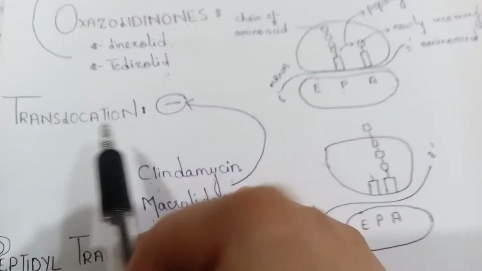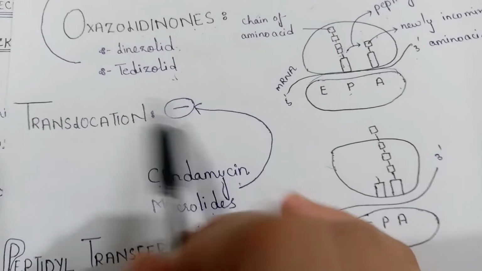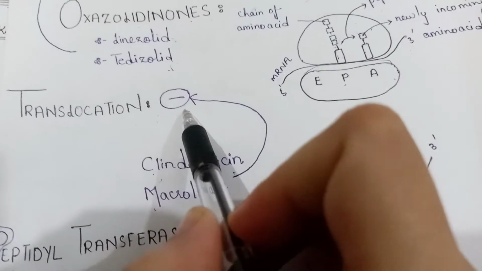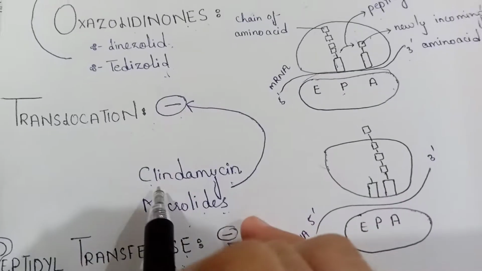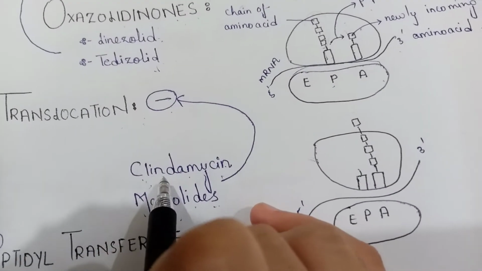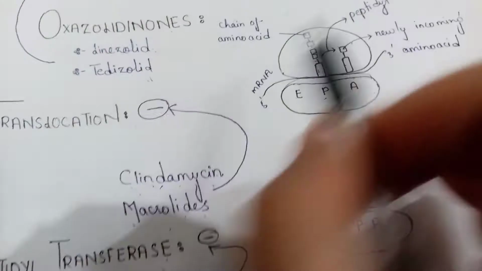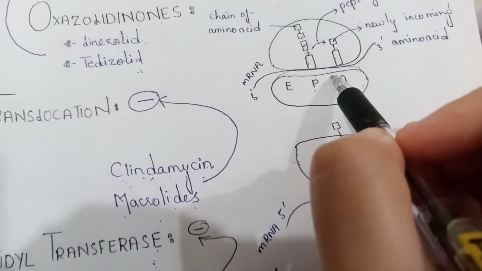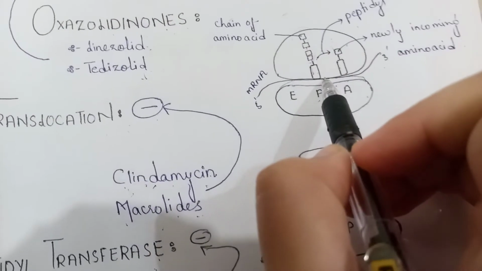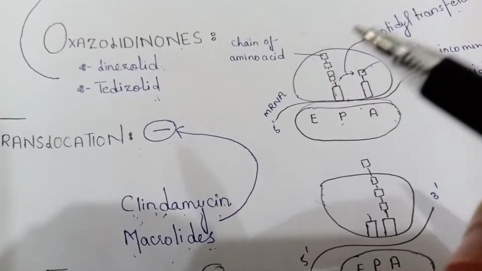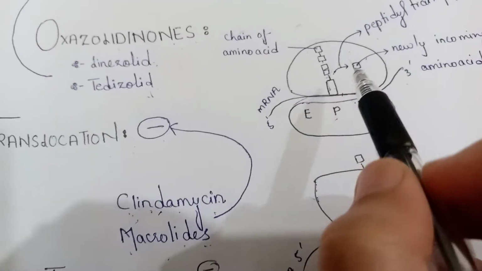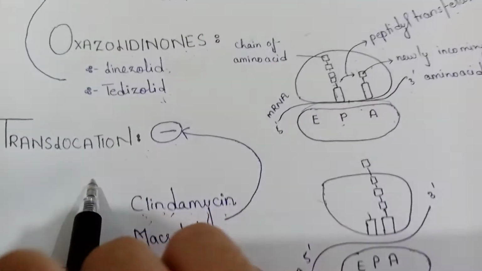Okay, now translocation. For translocation we have two drugs, and those are clindamycin and macrolides. From clindamycin I get the point cling. So the ribosomes cling to the mRNA. When the ribosomes cling to the mRNA, the ribosome will be unable to move. So if there is no movement, it means they will inhibit the translocation.